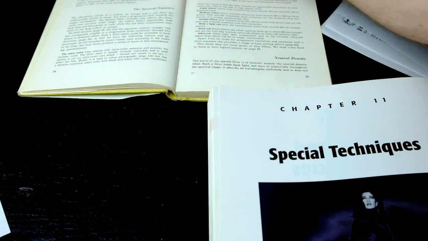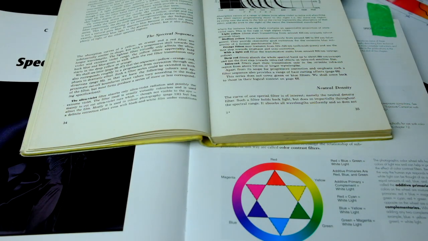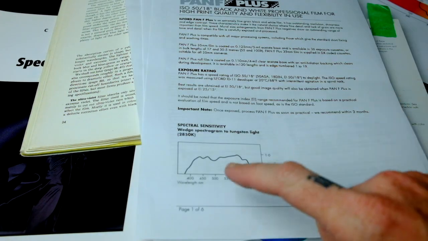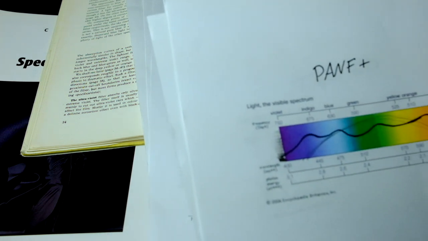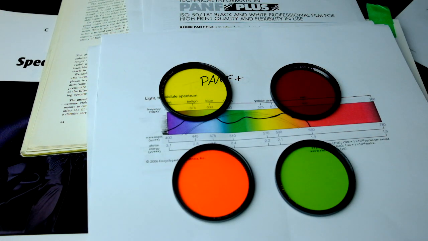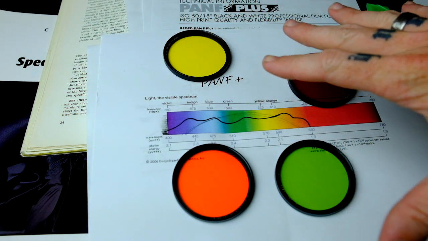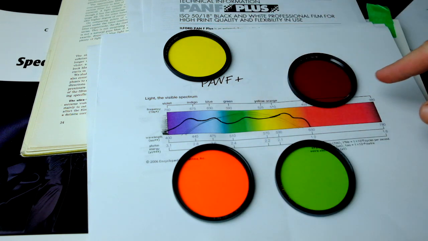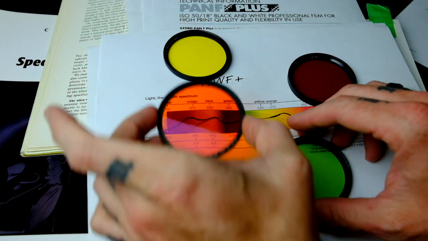All right, guys. I am going to try and explain how to interpret a spectral sensitivity curve for black and white film, and how to use that information to apply colored filters, and how you can read these graphs and use that information to interpret how these filters will impact the specific film that you might be using.